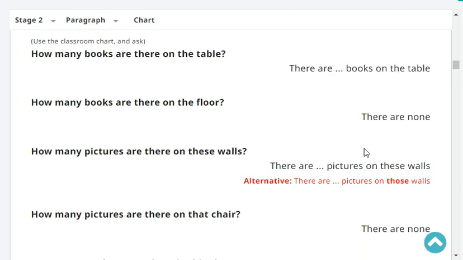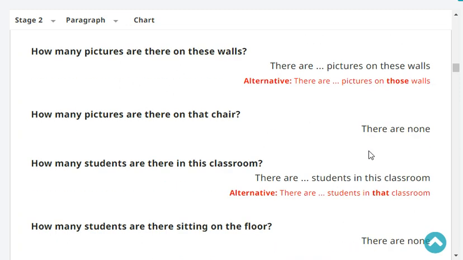How many books are there on the floor? There are none. Very good. How many pictures are there on these walls? There are two pictures on these walls. Well, how many pictures are there on that chair? There are none.